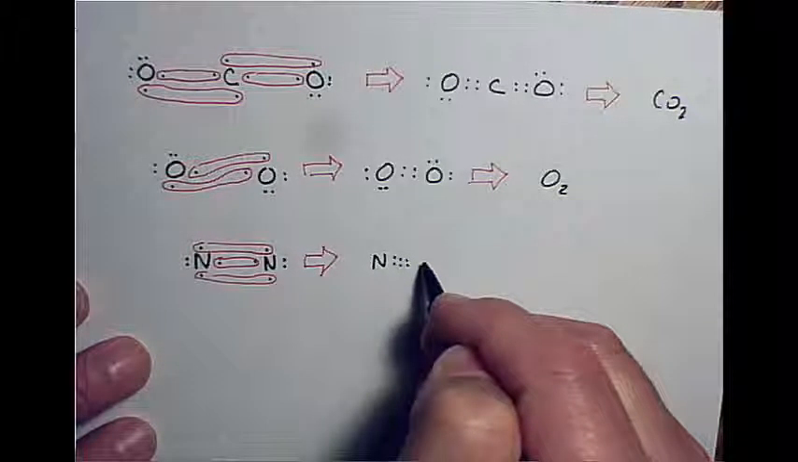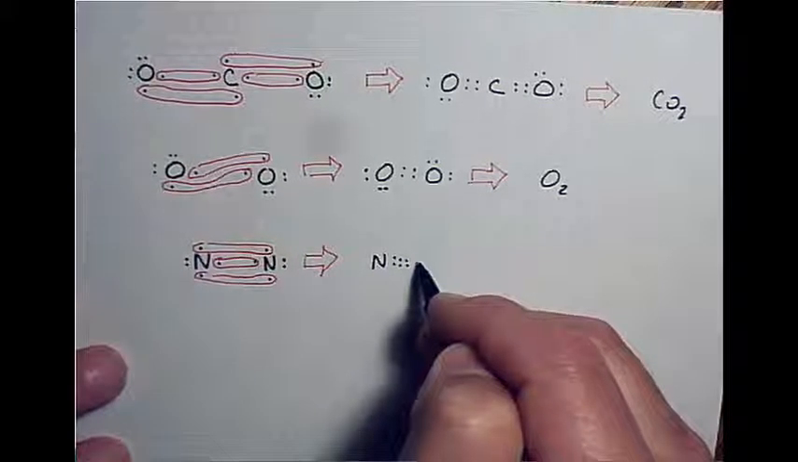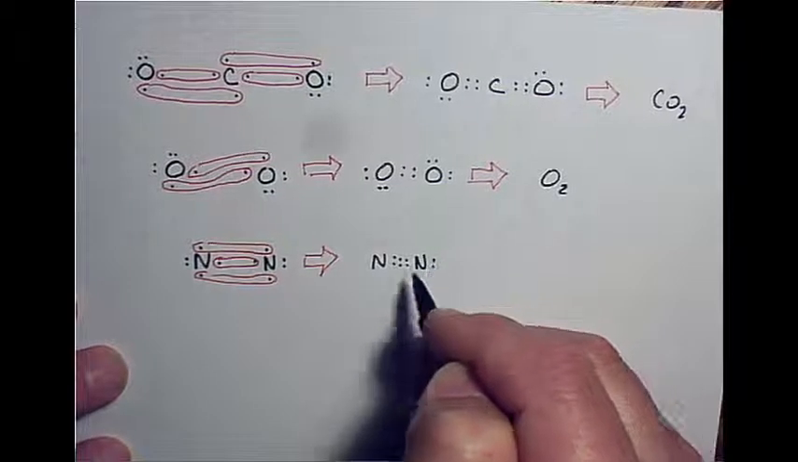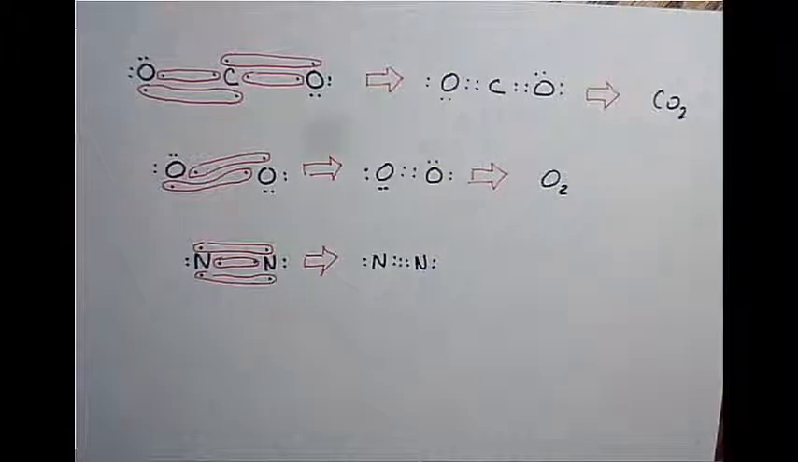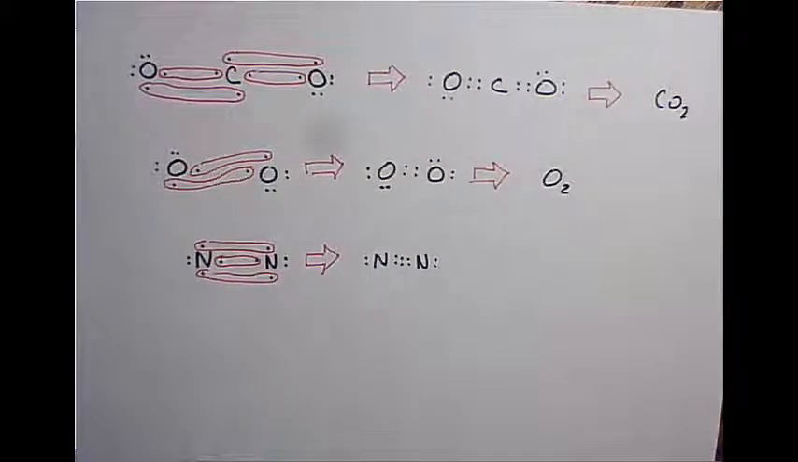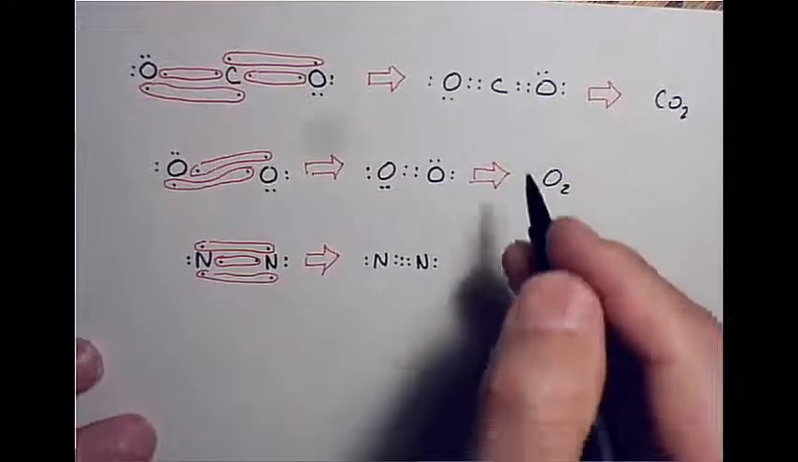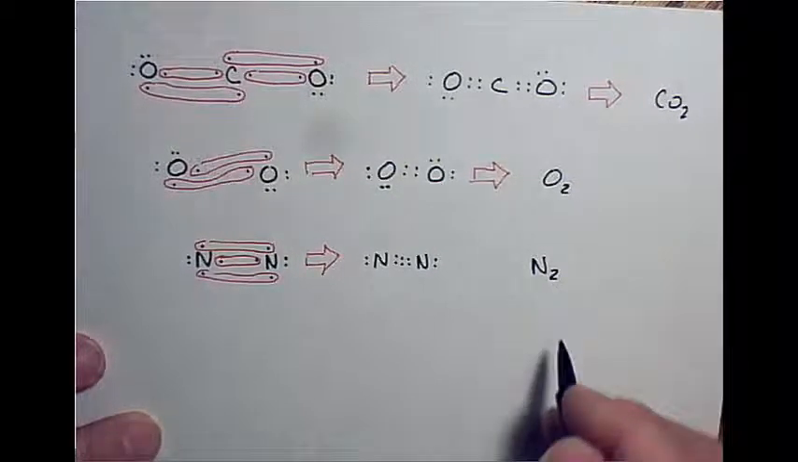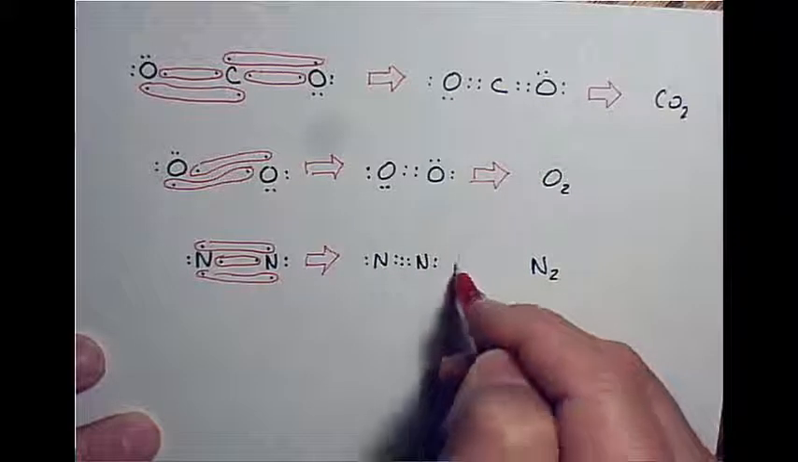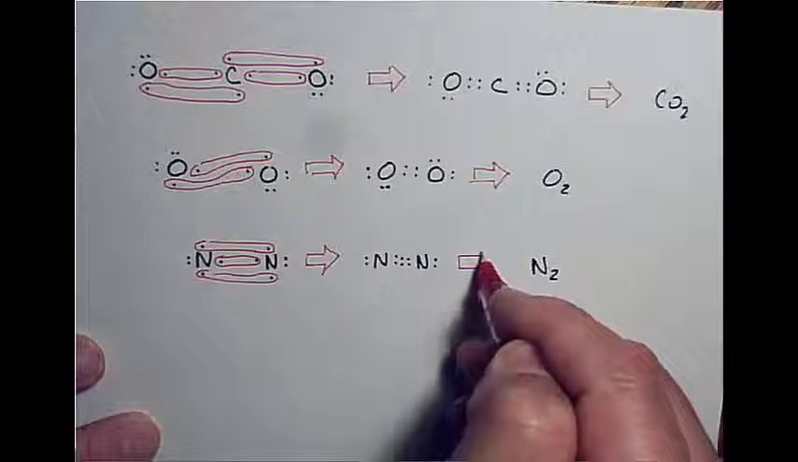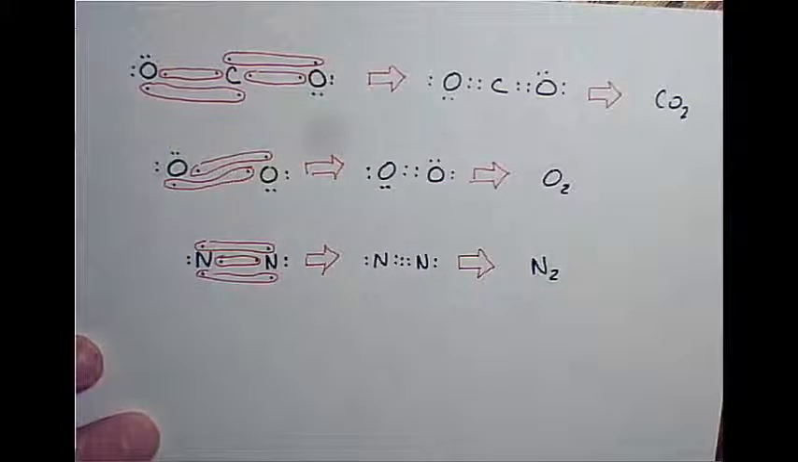All right, so we want the electrons to be between the 2 nitrogens to show they're bonding 3 times. Okay, 3 pairs. So that's a triple bond. That's a triple bond. Okay, that's N2. Okay, very good.